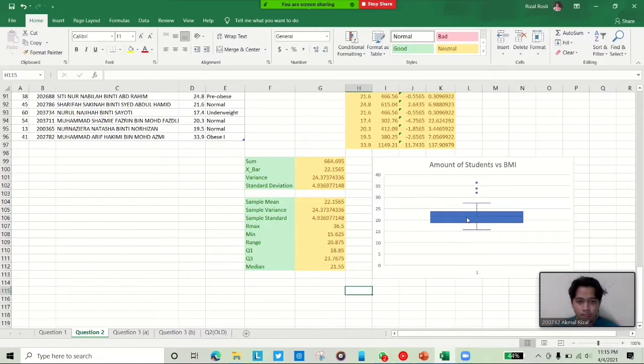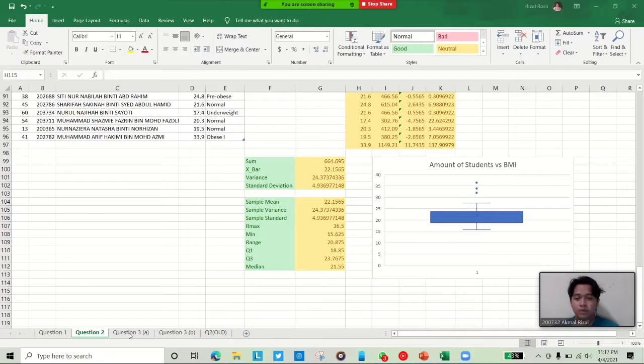So as you can see here, the sample mean is 22.1565, which is the same. The median is 31.55. The Q1 is 18.85. The quartile 3 is 23.7675. The minimum is 15.625 and the maximum is 27.4. And these three data are actually the outliers of this graph.